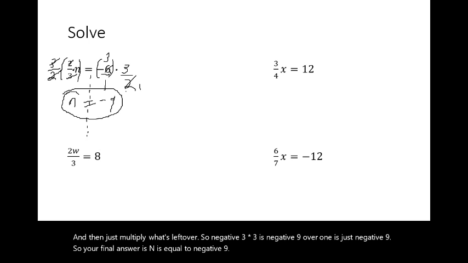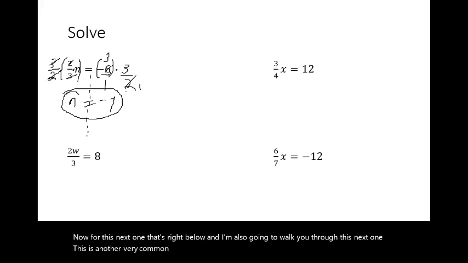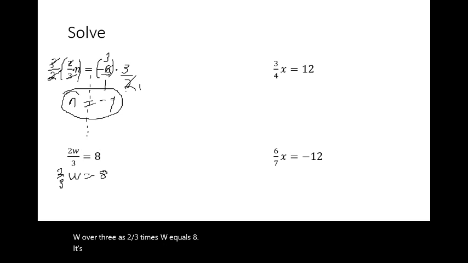Now for this next one that's right below, I'm also going to walk you through this one. This is another very common way of writing multiplication by a fraction. So you can rewrite this 2w over 3 as 2/3 times w equals 8. So it's just another common way of writing multiplication by a fraction.